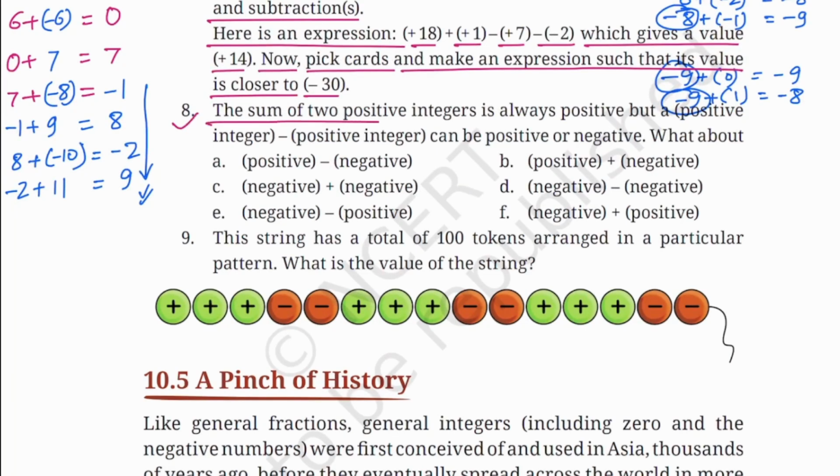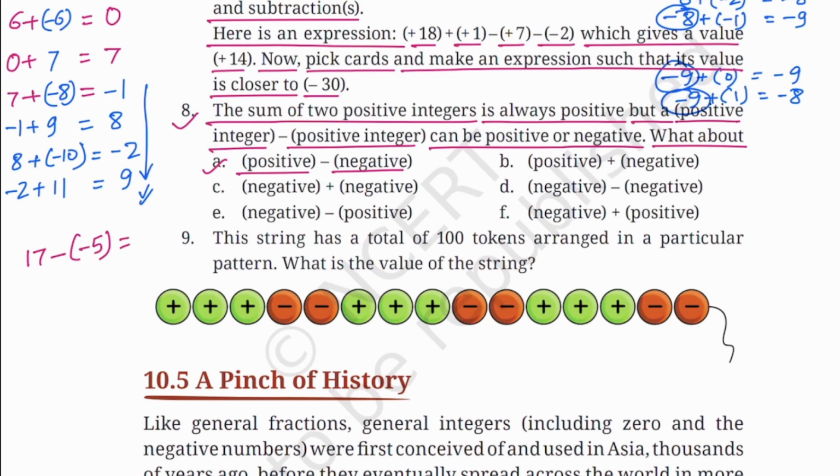8. The sum of two positive integers is always positive, but positive integer minus positive integer can be positive or negative. What about a positive minus negative? For example, 17 minus minus 5. The answer is 22. Or 17 minus of minus 20. The answer is 37. Both are positive. The answer will be positive.